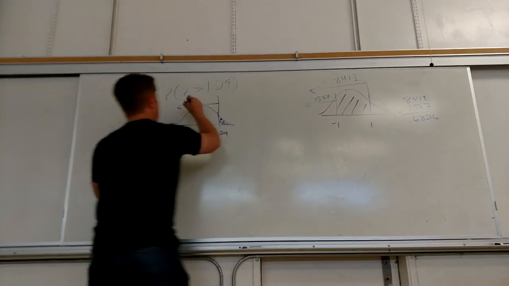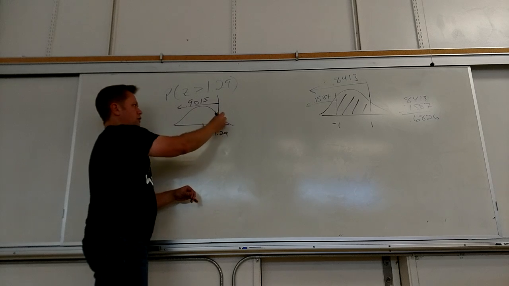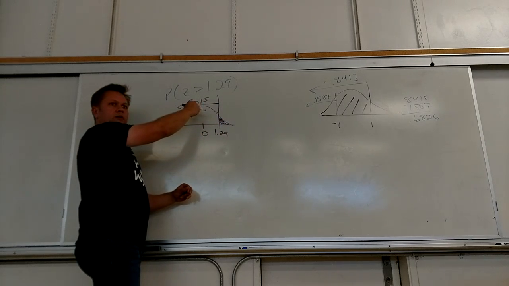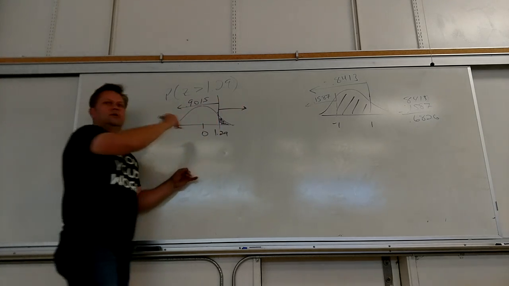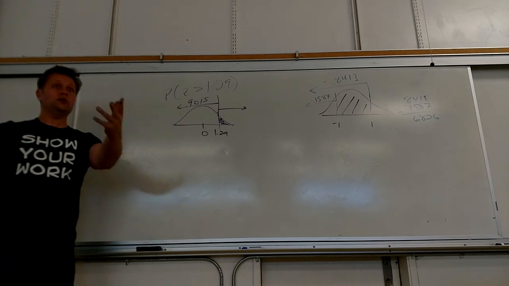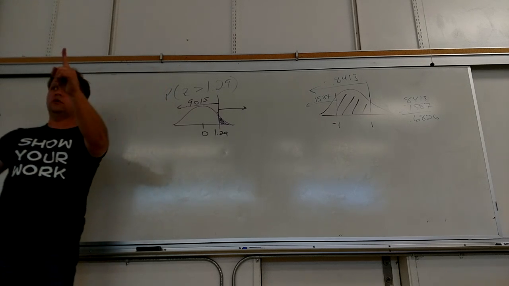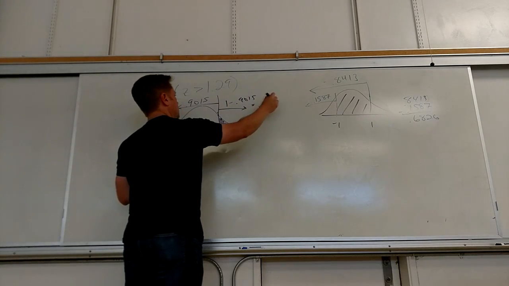So I know that's not my answer because I was smart. I drew the picture, I shaded my answer, and that isn't my answer. So I'm not going to circle that and keep going. I'm going to ask, how do I get this? Because the whole picture is 1, this will be 1 minus 0.9015, which is 0.0985.